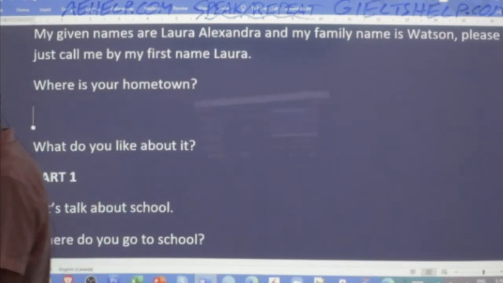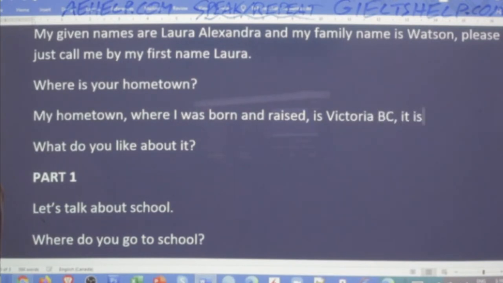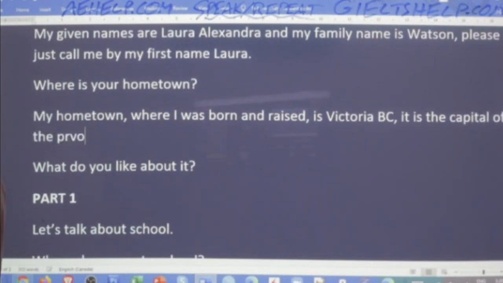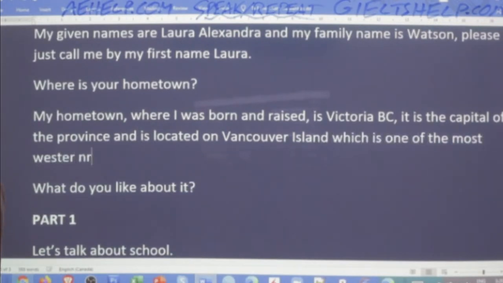Where is your hometown? My hometown, where I was born and raised, is Victoria, BC. It is the capital of the province and is located on Vancouver Island, which is one of the most western regions of Canada. It is known as the City of Gardens.